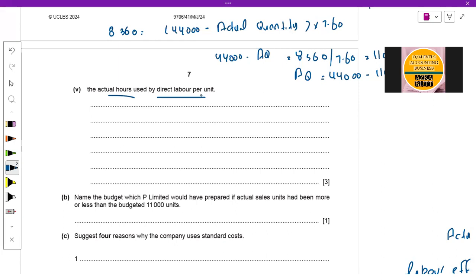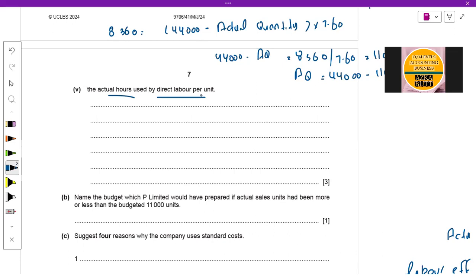Okay, so to calculate the actual price paid per kilo of direct material, we need to use a material price variance formula. Material price variance represents the difference between the standard cost per kilo and the actual price per kilo of material used. The variance is favorable, meaning the actual price paid was lower than the standard price.